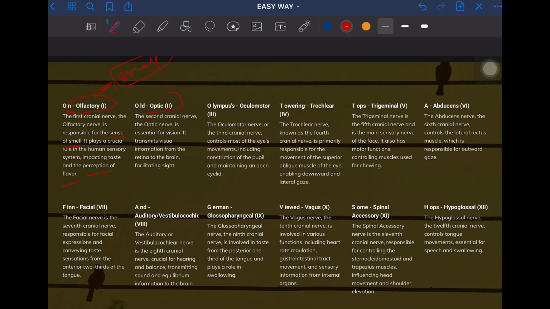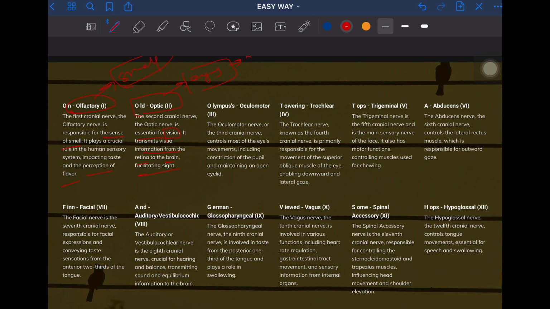Second one is optic. It is the second cranial nerve and it is essential for vision, for eyes. What it does is transmit visual information from the retina to the brain, facilitating sight. The retina of the eyes transmits signals to the brain to facilitate seeing.